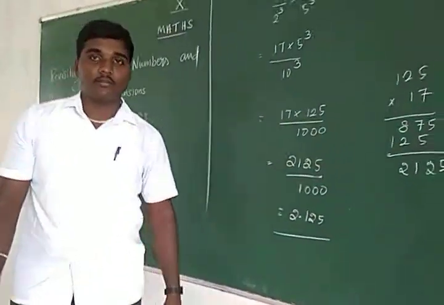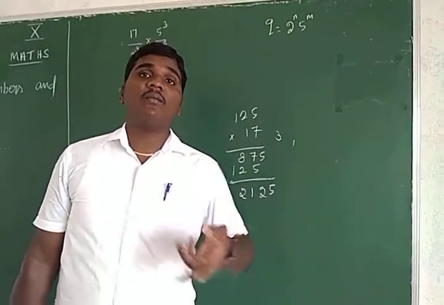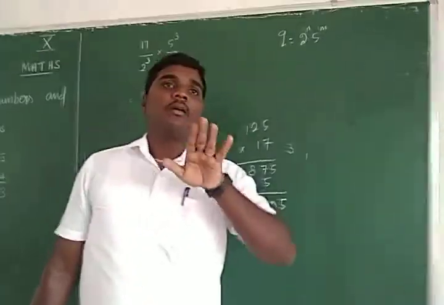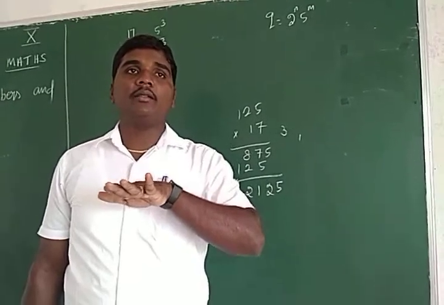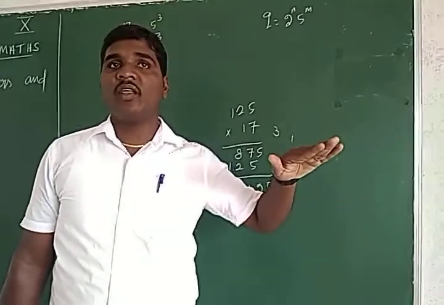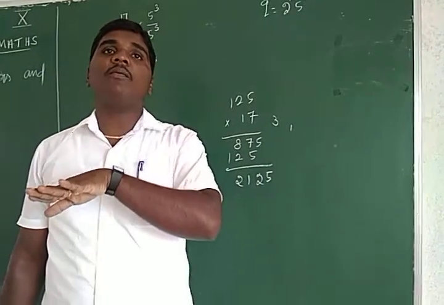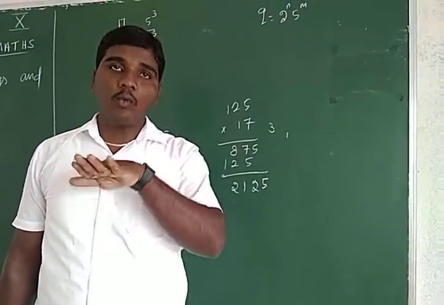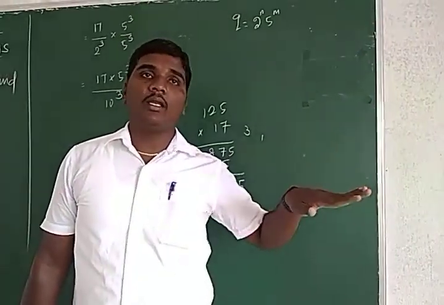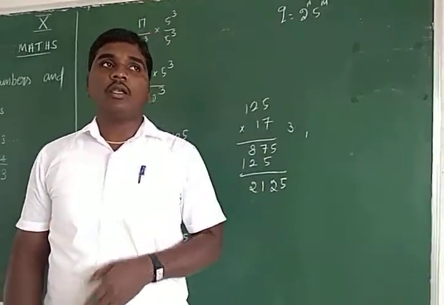Next, theorem 1.6 is the converse of theorem 1.5. Theorem 1.5 says that if a number x terminates, then the prime factorization of q in p by q is of the form 2 power n and 5 power m. The converse: if the prime factorization of q is in the form of 2 power n into 5 power m, then the number terminates. You can read from your book.